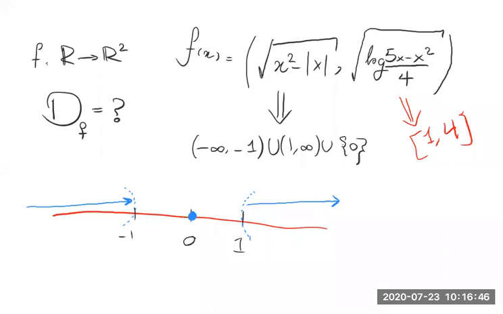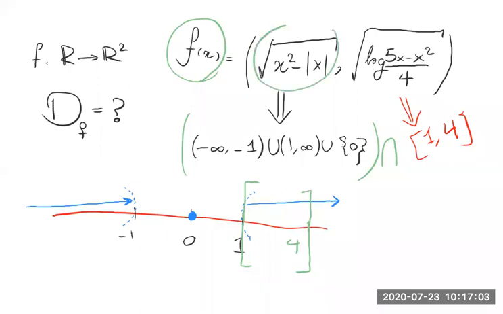So the second part says only the numbers from 1 to 4 are acceptable. Now we should take the intersection of these two sets, because F is defined if the first component and the second component, both of them, are defined. So we should take the intersection of these two things we computed. Well, what is the intersection? It would start at 1 and go to 4.